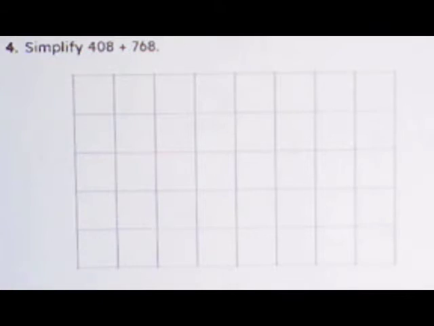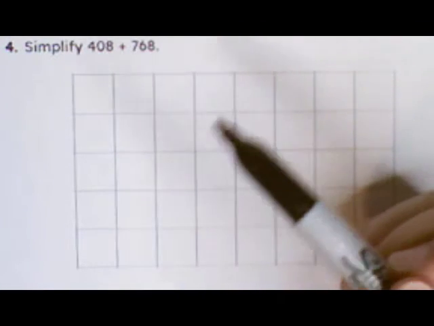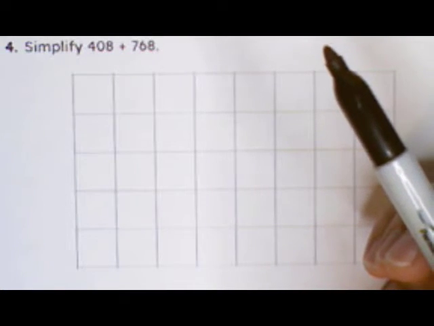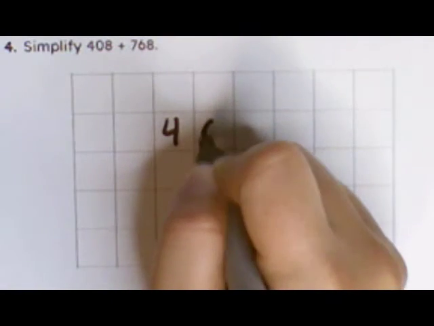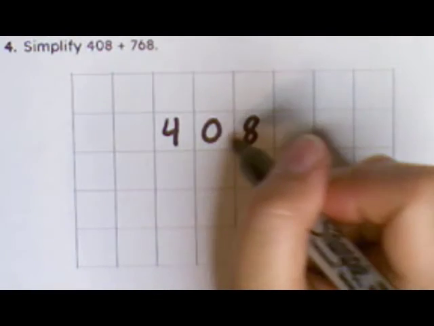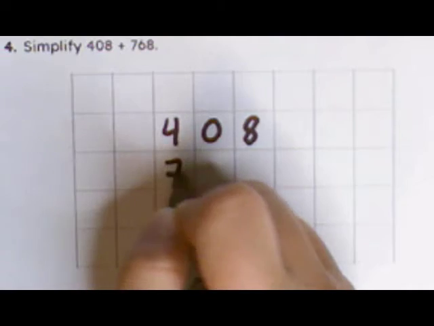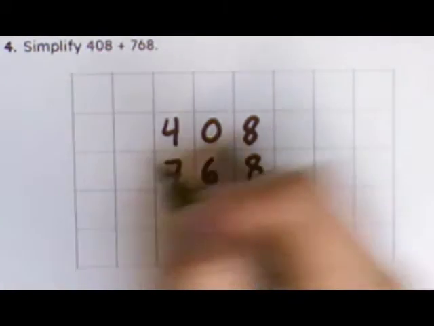In problem number 4, we need to simplify 408 plus 768. And simplify just means to make as simple as possible, and we can do that by combining or adding these numbers together. So I have 408, noting that I'm writing a number in each of these boxes, because when I write the 768, I want to keep my columns lined up.